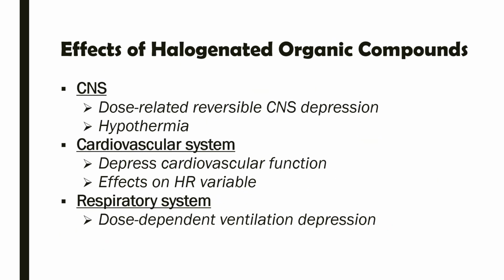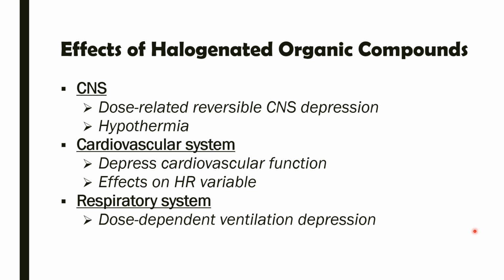Let's see the effects of the halogenated organic compounds, starting with the CNS. There is a dose-related reversible CNS depression. There is hypothermia because most of the anesthetic drugs will cause hypothermia, with some exceptions. For example, hydromorphone causes hyperthermia in cats. Since most of the anesthetic drugs will cause hypothermia, you always have to pay attention to the patient's temperature.